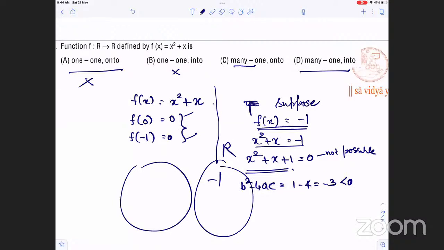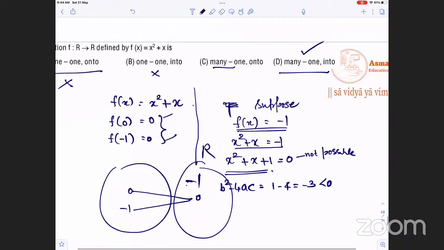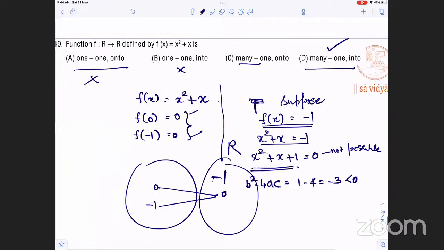We have seen that 0 goes to 0. Minus 1 also goes to 0. So this is not one-one. And minus 1, we have seen at least one element which doesn't have a pre-image. So therefore, it can't be onto. So therefore, the answer is many-one into, which is correct. D. So congratulations to all the students who have given D as the correct answer.